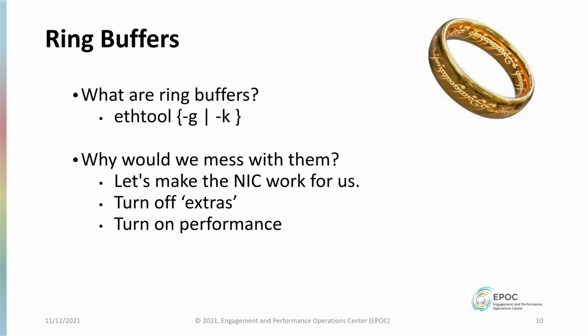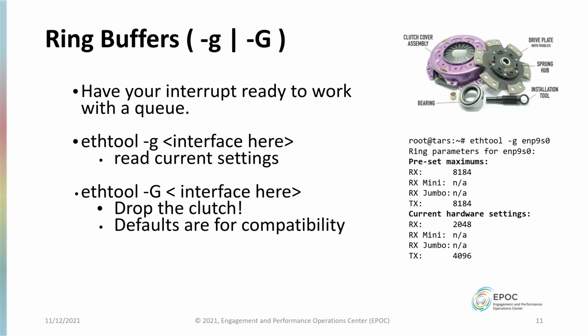So ring buffers, let's look at the g flag. Have your interrupt ready to work with a good queue. Right? So the syntax is, I want to take a look, it's little g, I want to do large G. In the right hand there, I gave a little example of what it looks like. And this is TARS, this is my workstation. You'll notice that TARS is highly untuned. The current hardware has a small RX and TX, and the maximums are there. That said, sometimes setting the maximums out of the gate isn't a good thing.